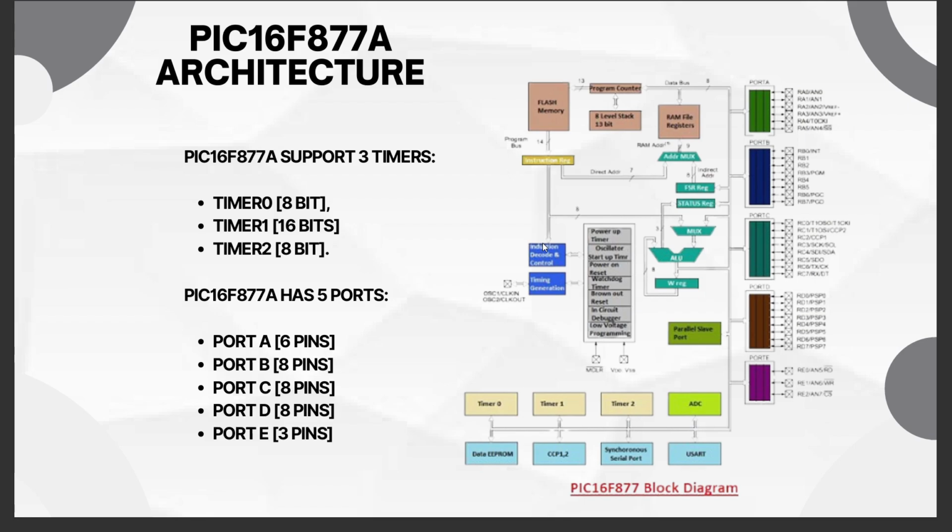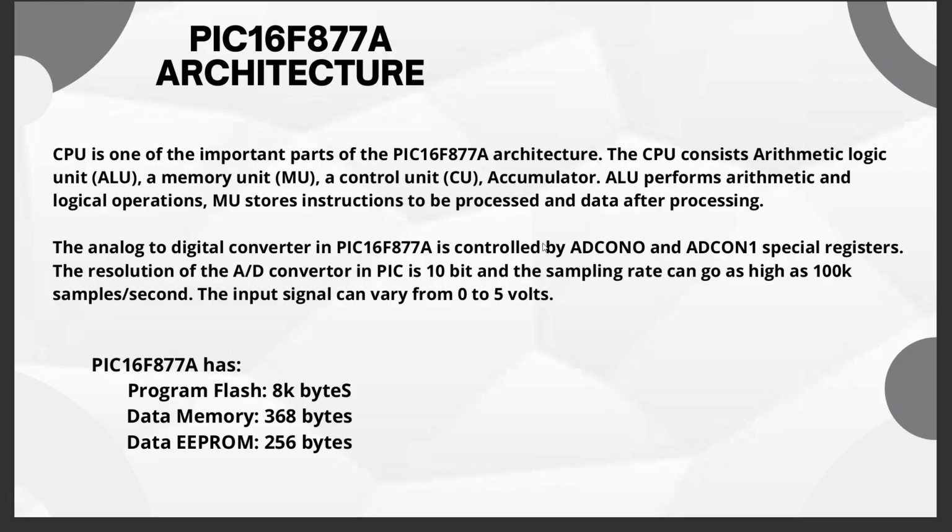This is the block diagram of the PIC16F877A microcontroller. Now let's move on to the CPU. CPU is one of the most important parts of PIC16F877A architecture. The CPU consists of an arithmetic logic unit ALU, a memory unit MU, a control unit CU, and an accumulator. ALU performs arithmetic and logical operations, whereas MU stores instructions to be processed and data after processing.